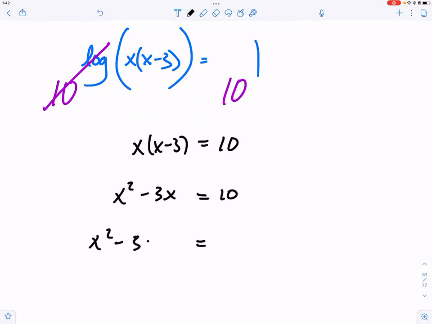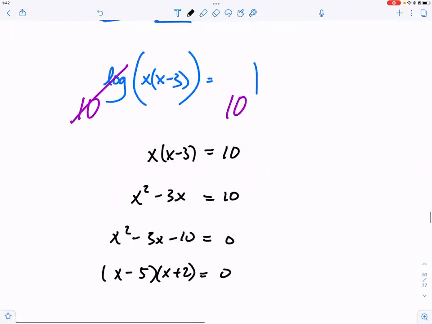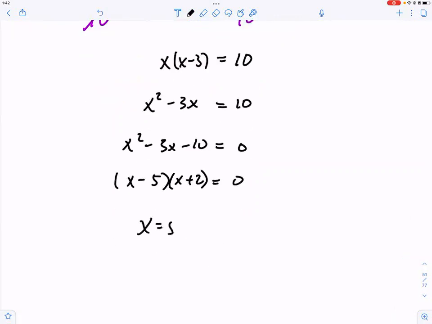Okay, so we will set one side equal to 0, and then we will factor, and then we have x minus 5, and then x plus 2. Those will be the factors of x squared minus 3x minus 10. So we'll get x equals 5, and x equals negative 2.